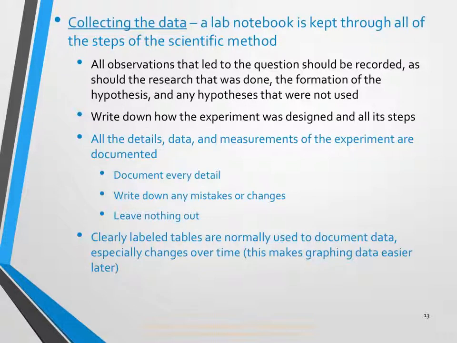Okay, so once we have our hypothesis written, the next thing we're going to do is figure out how to collect our data. Data is normally collected in a lab notebook that is kept throughout the entire process, so that way you can always go back and double check yourself. All the details, the data, and the measurements of the experiment are documented, just meaning we write it down, and we write down everything, including if we make mistakes or if we make changes. If we draw tables or graphs or anything of that nature, we clearly label everything so that we can use our information correctly later on.